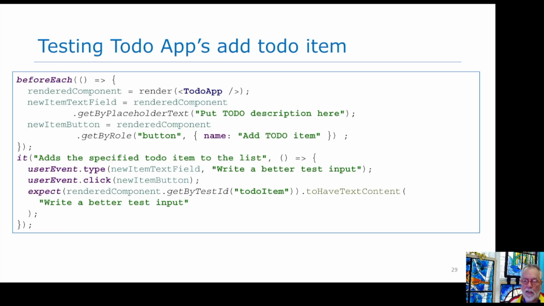And so there's my setup up here, and here's my test. User event type, write a better test input. So here I am adding text to this field, and then I click. Think about the user typing into the text field and then clicking add new item. What we now say is we expect the rendered component, getByTestId to-do item, to have a text content that has this same text, right?